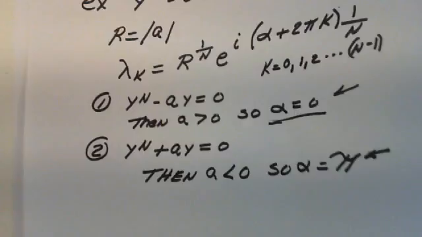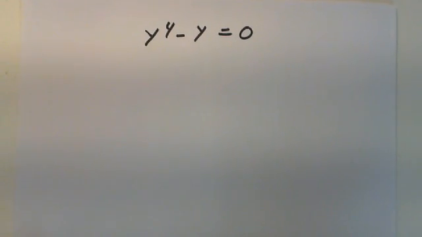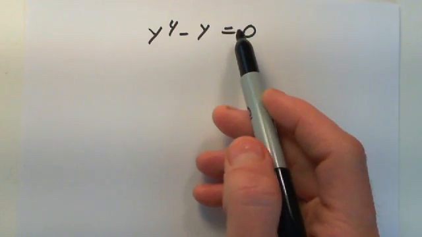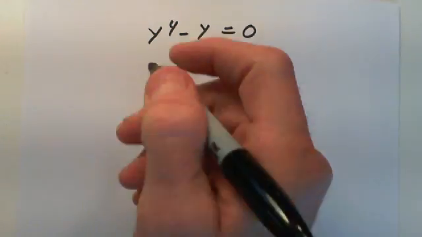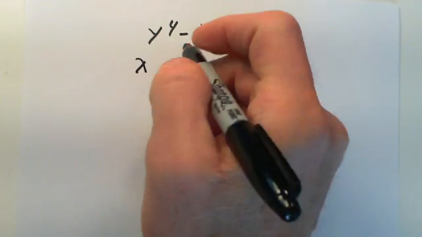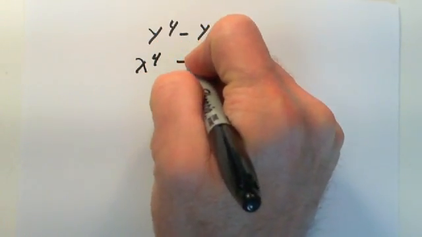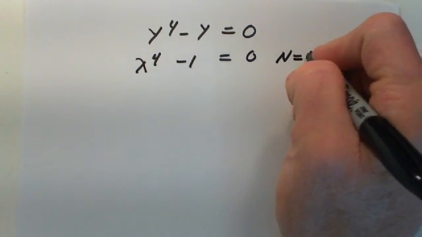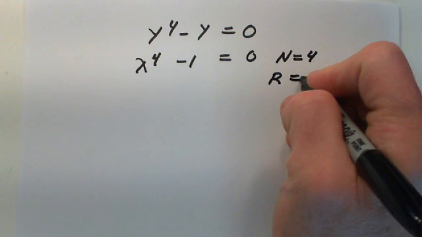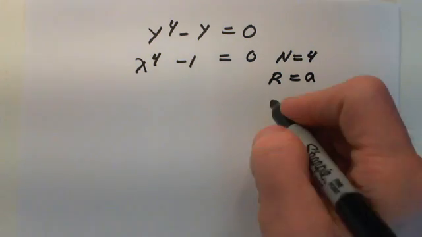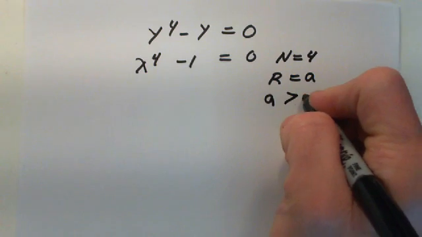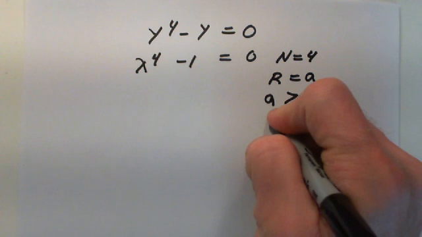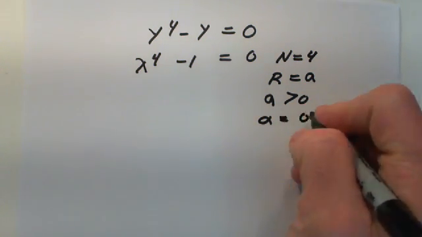All right, let's look at a problem. Let's look at this one here. We have y to the fourth derivative minus y is equal to 0. We're going to solve for that. We're going to rewrite that in terms of lambda. Lambda to the fourth minus 1 is equal to 0. In this case, we know two things. We know that n is going to equal 4, and we know that r is going to equal 1. We also know that a, in this case, is going to be larger than 0 because we're subtracting the 1. So we know that alpha has got to be equal to 0.